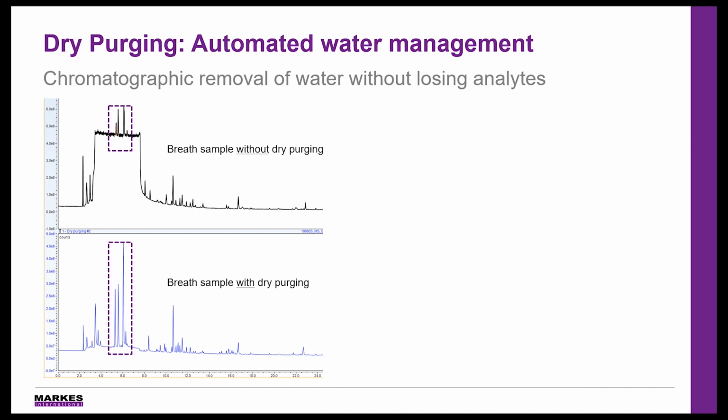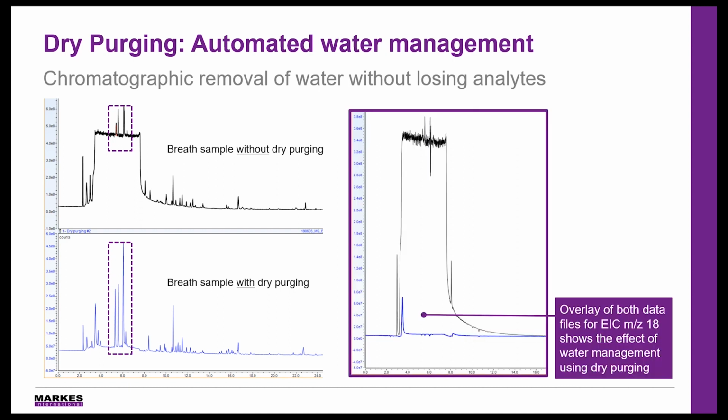If we also extract and overlay the ion for water, you can see the direct comparison of dry purging between the two samples and the effect it has on managing water without loss of compounds. Not only does this have a big effect on the results, but also as this is topping out the detector, it's likely to result in columns and filaments needing to be replaced sooner, and sources and mass spec needing to be cleaned more regularly, meaning more instrument maintenance and downtime.